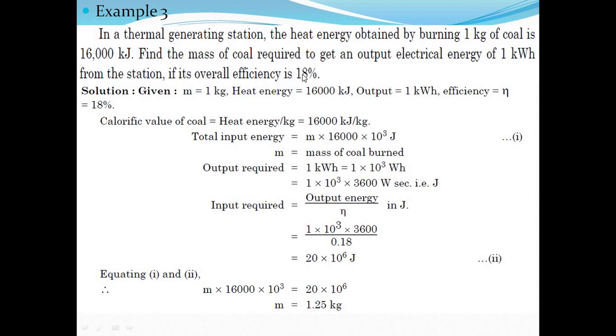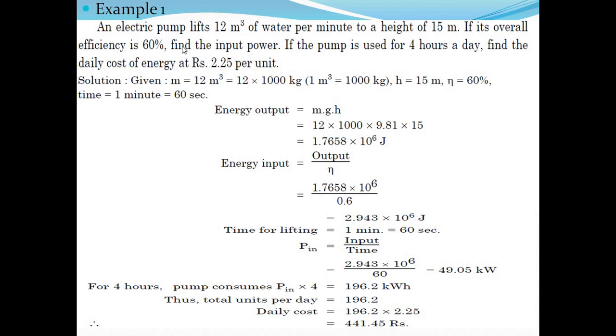Now this is the example of calorific value. I have already explained it, so you just go through it. Now this is the example of a pump motor. Here also the overall efficiency is given, and you first find the output energy, then the input energy, and then the input power. After getting the input power, find the energy consumption, and then find the total cost.